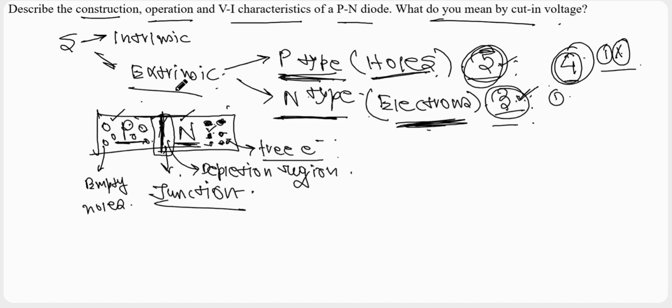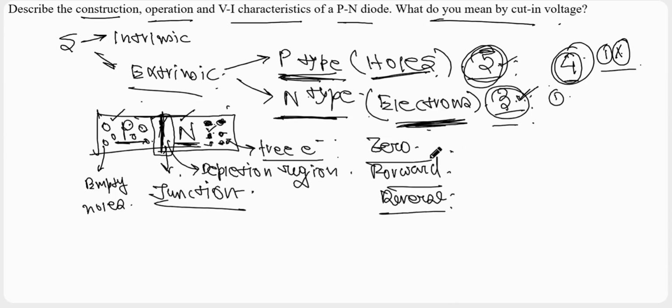The biasing condition of a PN junction is mainly of 3 types: zero bias, forward bias, and reverse bias. During zero bias, no external voltage is applied. During forward bias, the positive terminal of the battery is connected to the P side and the negative terminal to the N side. During reverse bias, the condition is interchanged: the positive terminal is connected to the N side and the negative terminal to the P side. Before understanding the biasing, we will look at how things work inside.